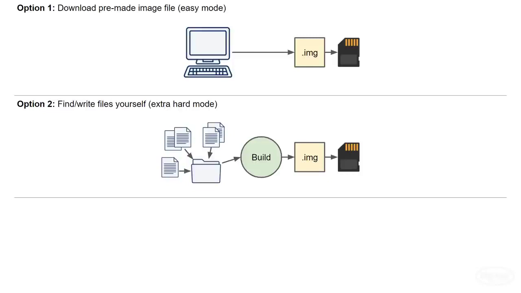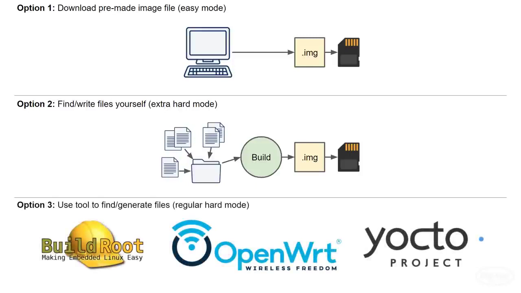The third option is to use a tool that helps automate that process. The three most popular tools are probably Buildroot, OpenWRT, and the Yocto project. Note that even if you want to use one of these tool sets to create an image for your custom single-board computer, you'll still have to create drivers or tell the tools where to find them. That's why I recommend starting with a known good single-board computer to learn this stuff rather than making your own.